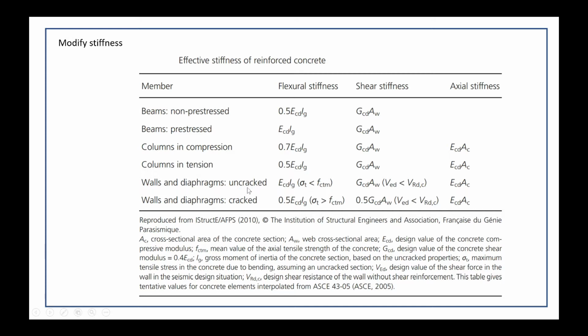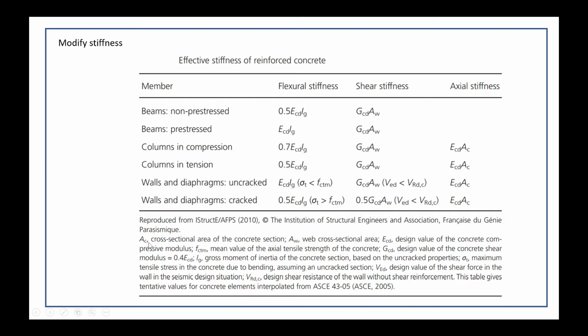For wall and diaphragm uncracked, you have to verify the sigma T to make sure it is less than FCTM. And for wall and diaphragm cracked, you have to modify it to 0.5 ECD IG. Sigma T, you verify the tensile stress. If the tensile stress in the software is greater than FCTM, then this wall is cracked.